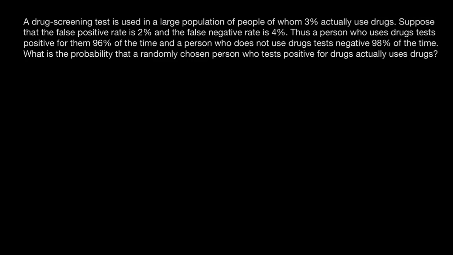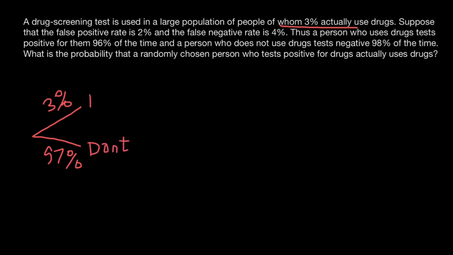Take a look. The whole population is divided into two categories: those who use drugs and those who don't. And we know those who use drugs make up 3% of the whole population. That means that the remaining 97% of the population don't use drugs. So we put don't use here and do use drugs here.